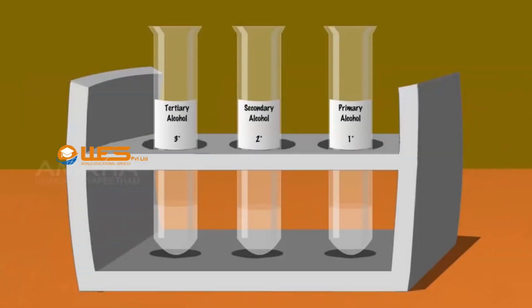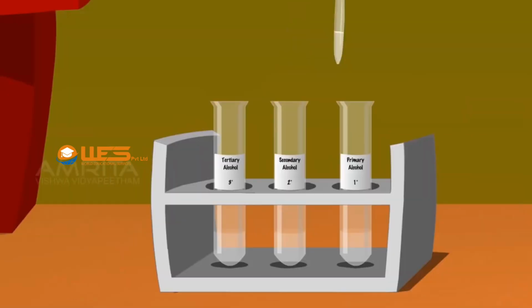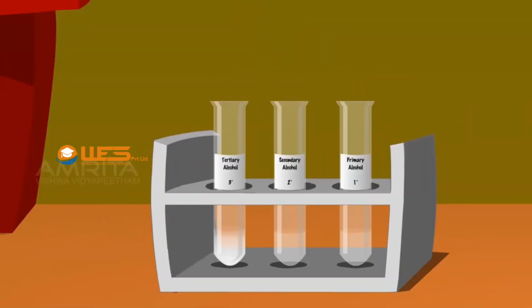Take a small quantity of primary, secondary and tertiary alcohols in 3 different test tubes. Using a dropper, take a small quantity of Lucas reagent. Add a few drops of the Lucas reagent into tertiary alcohol. Tertiary alcohol reacts instantaneously with Lucas reagent to form alkyl chloride, which being insoluble results in cloudiness in the solution.